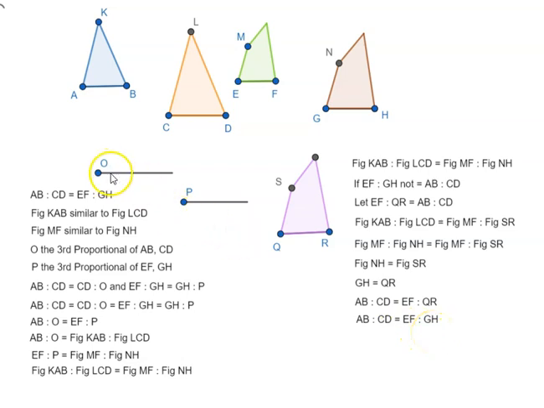In this proposition, if we are given that AB is to CD as EF is to GH, then the similar figures on them are in proportion. And the converse: if the figures are in proportion, then the magnitudes on which they are constructed are also in proportion. So that was proposition number 22 of book 6 of Euclid's Elements.